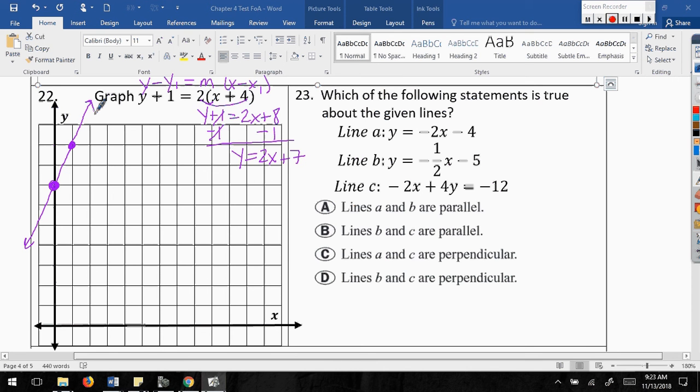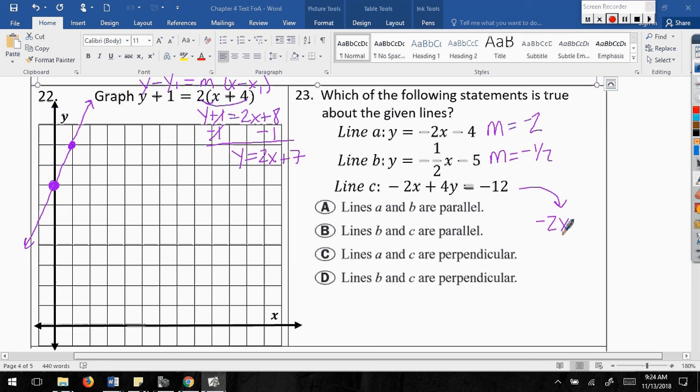All right. Let's see. Number 23, which of the following statements is true about the line? So it looks like we're looking at parallel and perpendicular. So let's just go through here and label the slope for each one. The slope of this one is negative 2. The slope of this one is negative 1/2. This one's not quite in the right form yet, so I need to get it there.